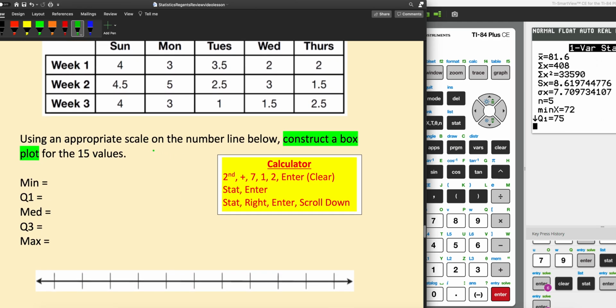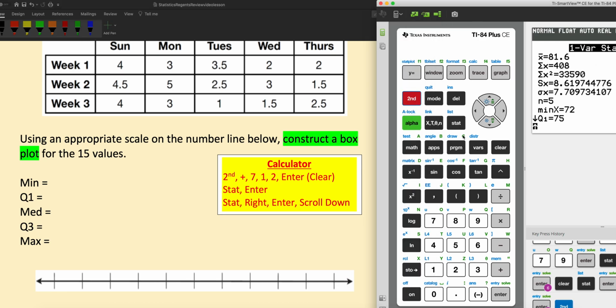Okay, here it is. Using an appropriate scale on the number line below, construct a box plot for the 15 values. Guys, don't forget how to construct a box plot. They are simple. These are the buttons we need for that. These are the 5 measures of statistical summary data you must write out. I just didn't write it. I wanted it typed so it's nice and neat for you.